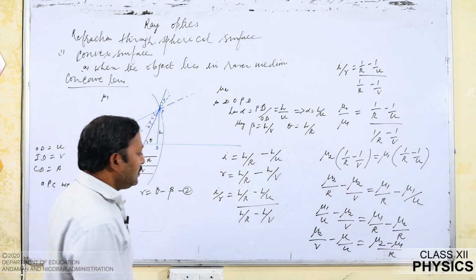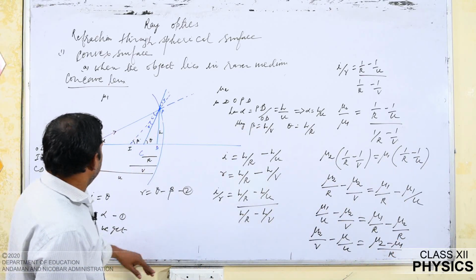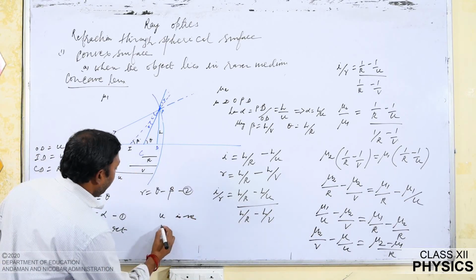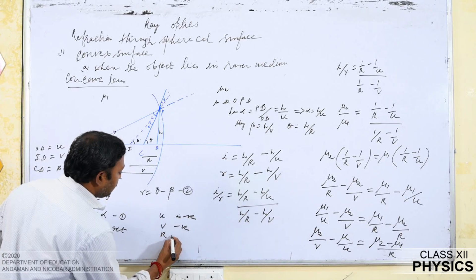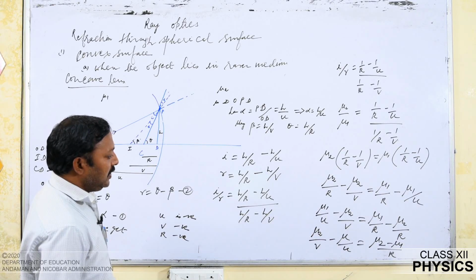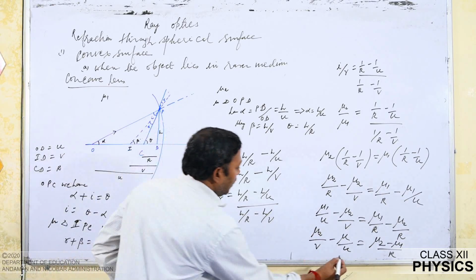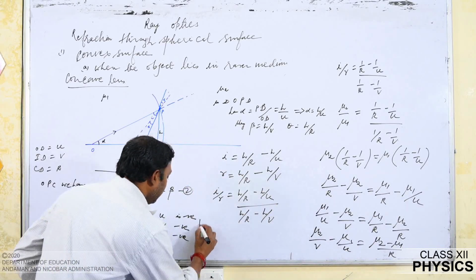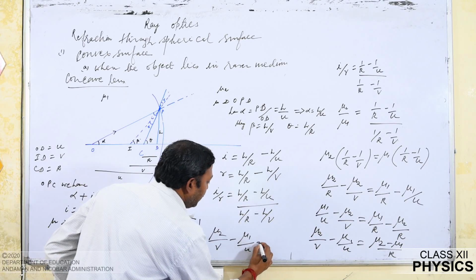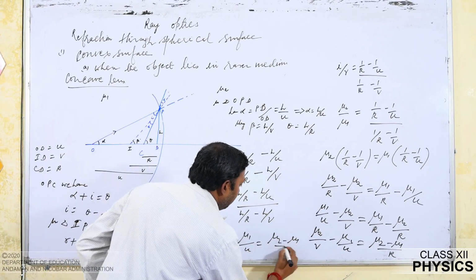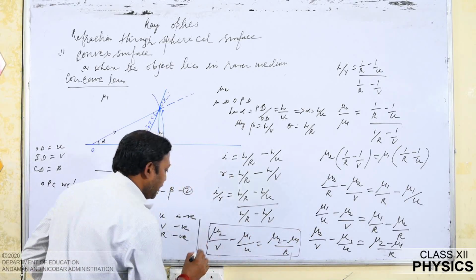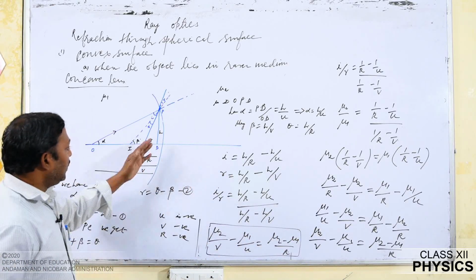Now, we have to use the sign convention. Here for sign convention we have u is equal to negative, v is also negative, r is also negative. So, substituting negative values on the respective places for v, u and r, the equation does not change and it will remain as mu 2 by v minus mu 1 by u is equal to mu 2 minus mu 1 by r. So, this is the relation between refractive indices, v, u and r for concave lens.